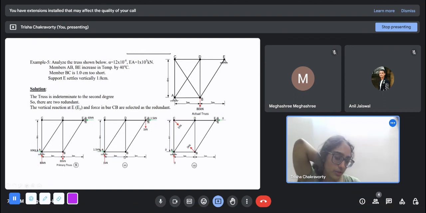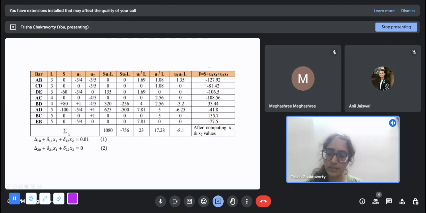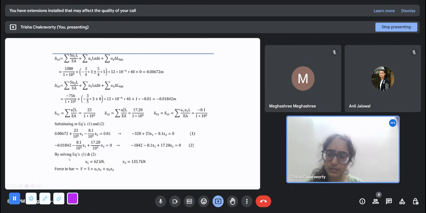And what do these unknowns represent here? Since U1 corresponds to this load, X1 is the vertical support reaction at E. And since U2 corresponds to this member force, X2 is the member force in this member BC. So using the two formulas, you end up with these. The temperature and misfit terms are used there, but I'm ignoring them. If there was no temperature or misfit given, delta 10 would simply be the sum of S U1 L by EA, and delta 20 would simply be the sum of S U2 L by EA, and delta 11, 22 and 12, you just saw the formula.